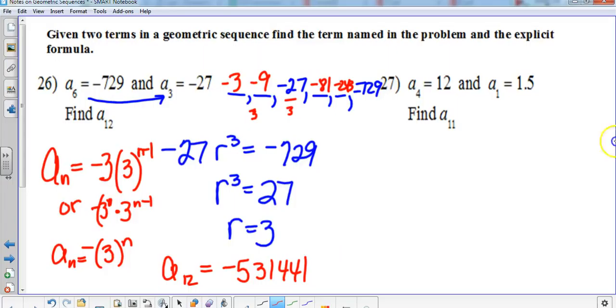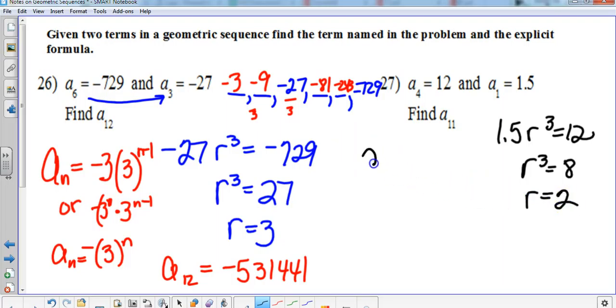All right, last one. Easy, Faisal says, because we know the first term. What's the first term? 1.5. And they multiplied by r how many times again? 3 times again and got to 12. 12 divided by 1.5 is 8. Oh my goodness, it's not 3 this time. What's the cubed root of 8?